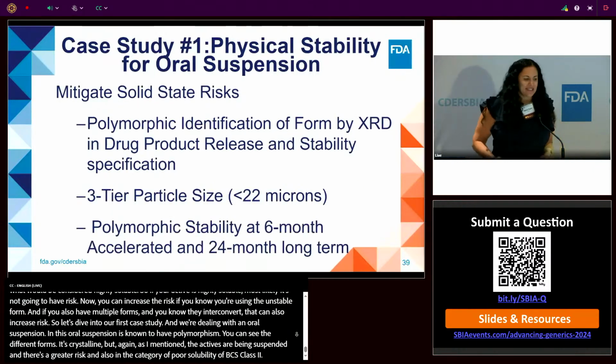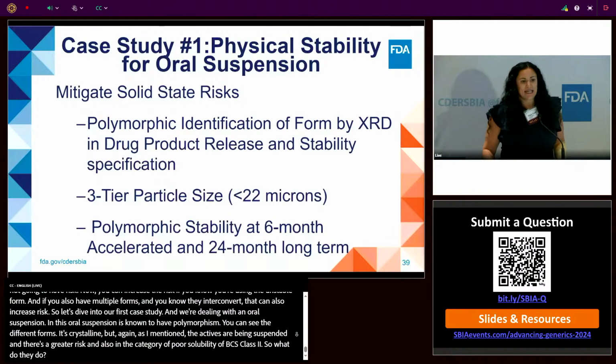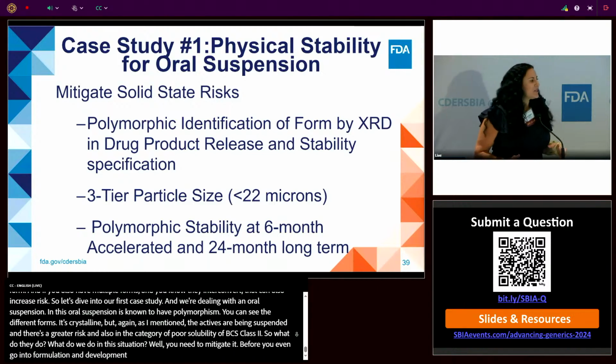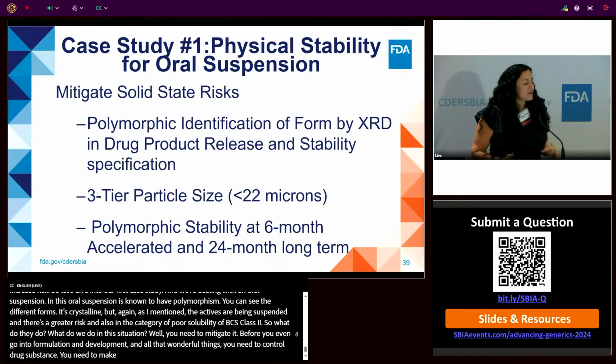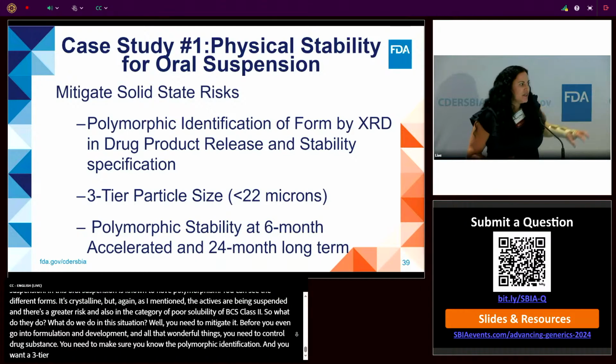What do we do in this situation? Well, you need to mitigate it. Before you even go into formulation and development, all those wonderful things, you need to control your drug substance. You want to make sure you know the polymorphic identification. You want to have a 3-tier particle size for the drug substance. This is before you even get to the drug product.